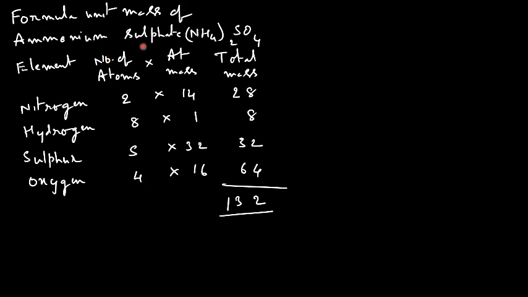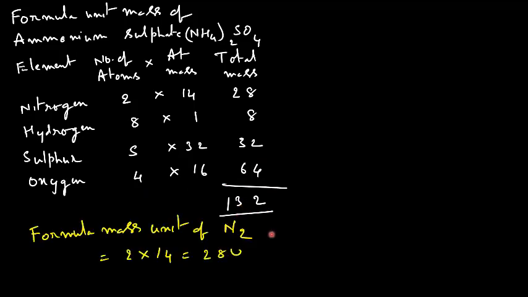Formula unit mass of ammonium sulfate. Formula of ammonium sulfate is (NH4)2SO4. This has nitrogen 2 atoms, hydrogen 2 fours 8 atoms, sulfur 1 atom and oxygen 4 atoms. So here 2 into 14, 28, 8 into 1, 8, 1 into 32, 32, 4 into 16, 64. Totally the formula unit mass of ammonium sulfate is 132 units.